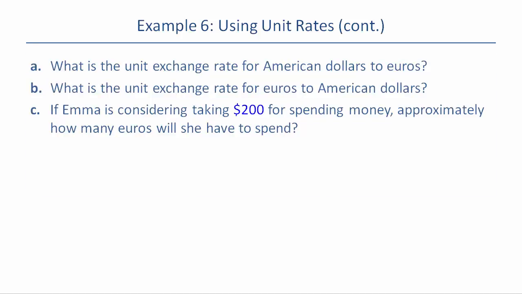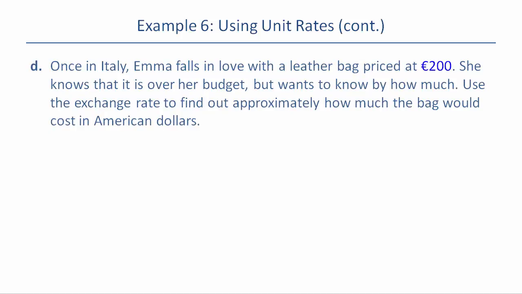So based on that, we could answer some typical questions like, what is the unit exchange rate for American dollars to euros, and then the unit exchange rate for euros to American dollars. We already talked about that. But if you were traveling and you wanted to take $200 for spending money, approximately how many euros would you have to spend at that point? And then our last question would be, what if you were over there and you saw something for 200 euros and you wanted to know, can I really afford to buy that? So you need to figure it out in your own currency.